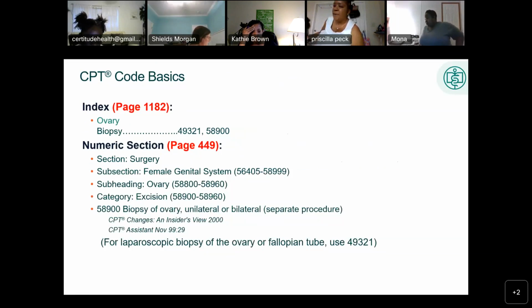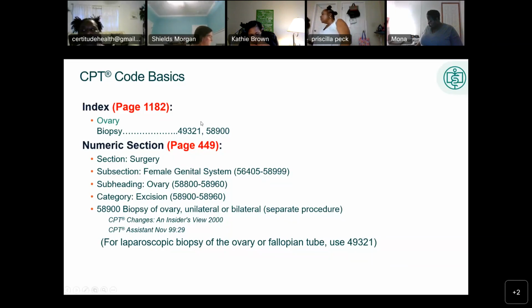So actually, 49321 doesn't say anything about the ovary. Okay, so our options are 49321 and 58900. Now, if we're coding this laparoscopically, we would have to go with 49321. Why? Because laparoscopic means that they had to go in abdominally, right? Through the abdomen.